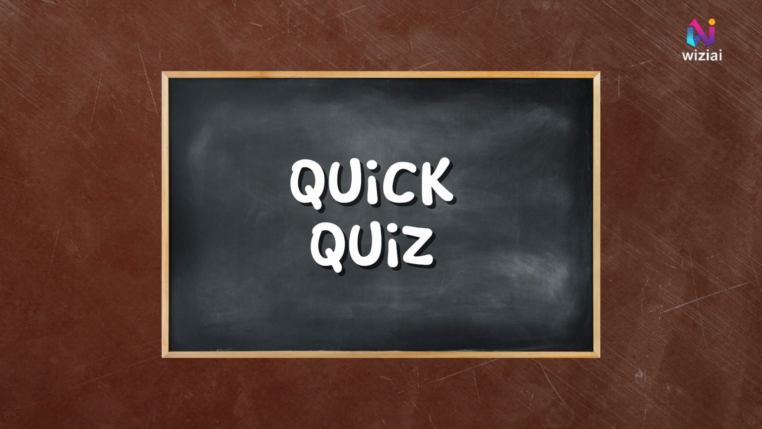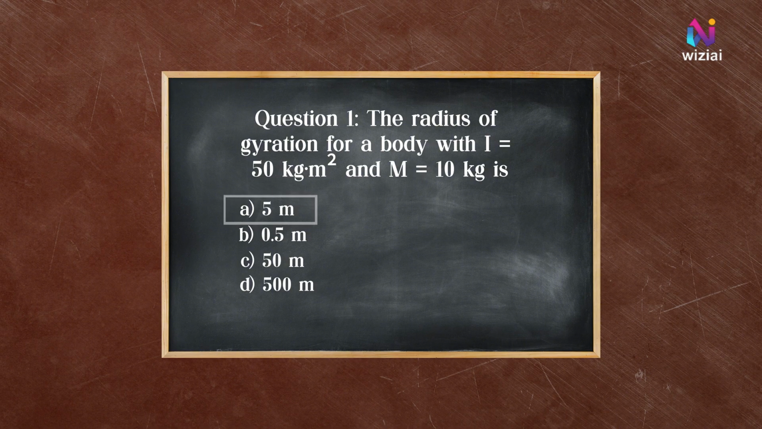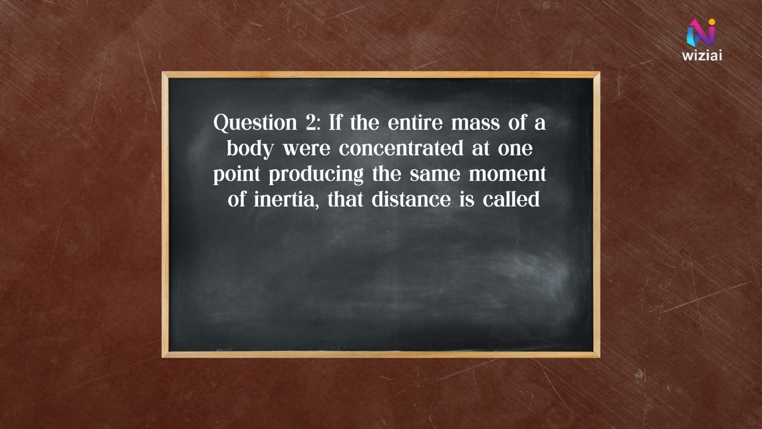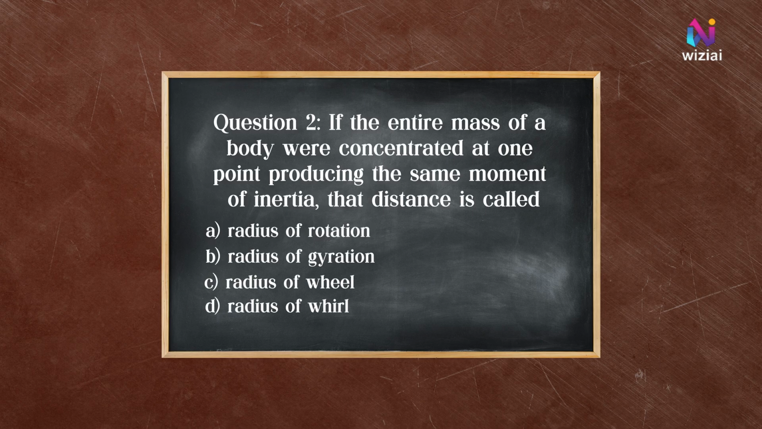Multiple choice practice. Let's test your understanding. Question 1. The radius of gyration for a body with I = 50 kg·m² and m = 10 kilograms is: A, 5 meters; B, 0.5 meters; C, 50 meters; D, 500 meters. The correct answer is 5 meters. Question 2. If the entire mass of a body were concentrated at one point producing the same moment of inertia, that distance is called: A, radius of rotation; B, radius of gyration; C, radius of wheel; D, radius of whirl. The correct answer: radius of gyration.